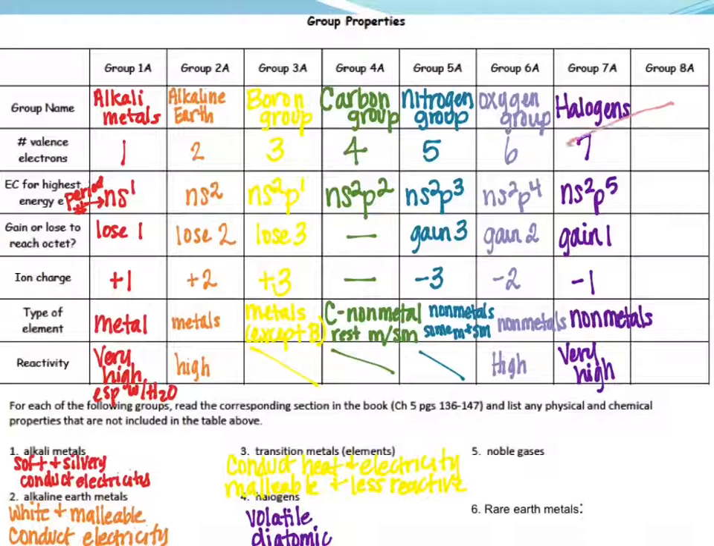Lastly, group 8A, noble gases. They have 8 in the outer shell, ns2p6. They do not gain nor lose. They don't form a charge, so it's a 0 if you want to put it there. Type of element, they are nonmetals. And these are non-reactive.